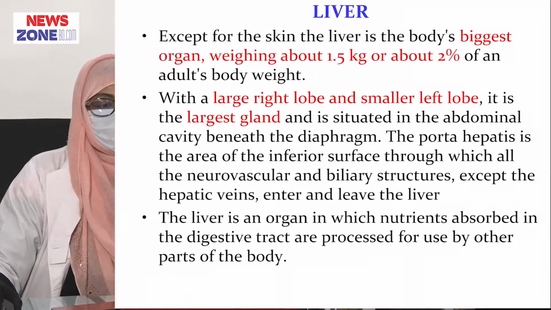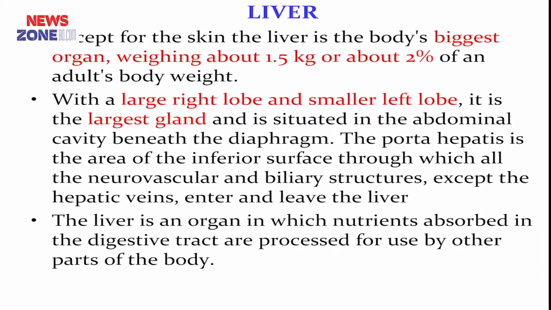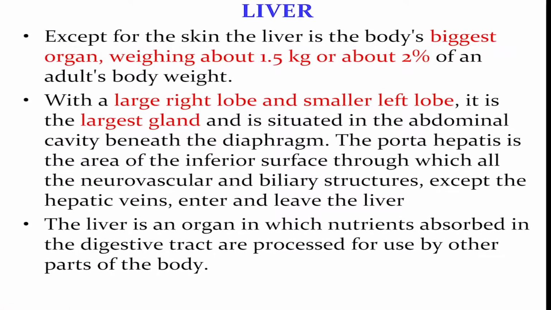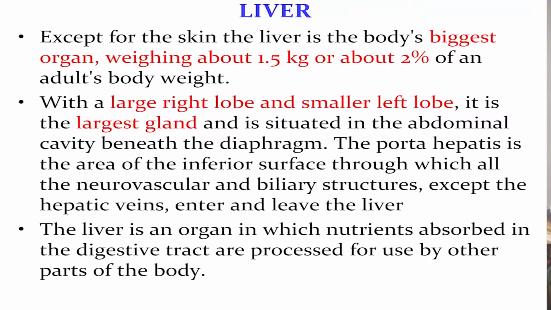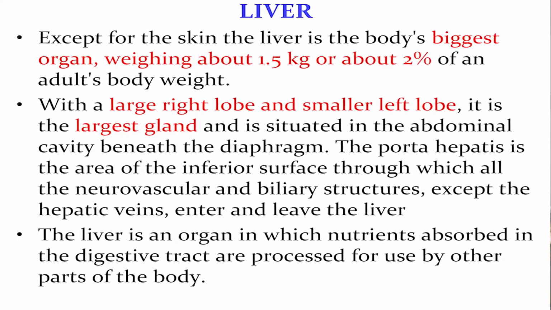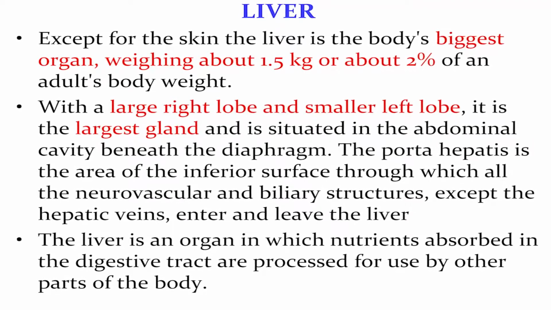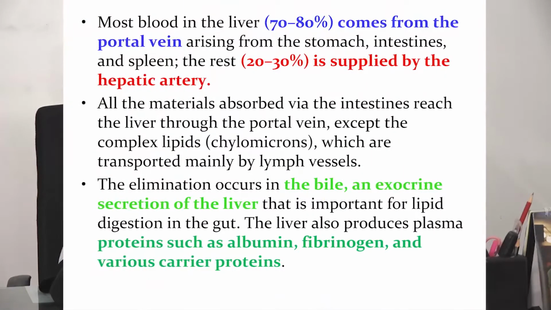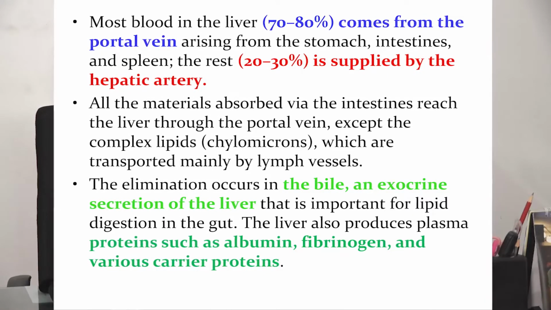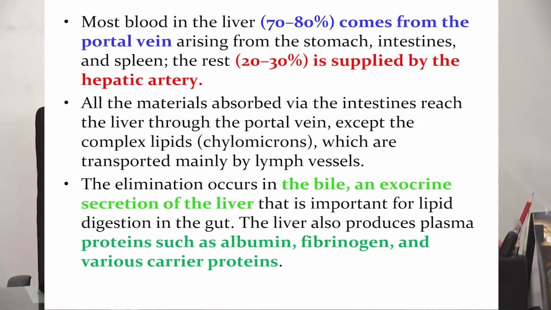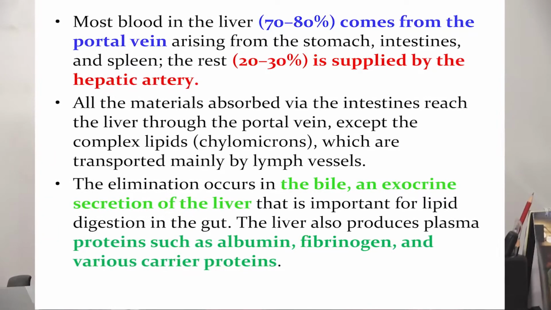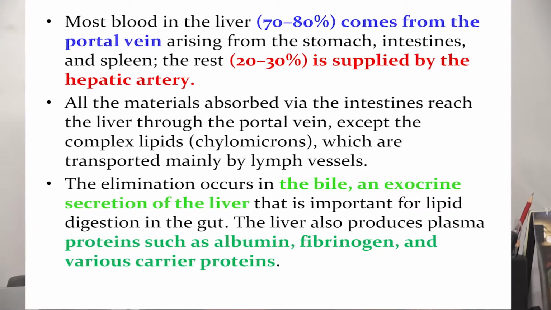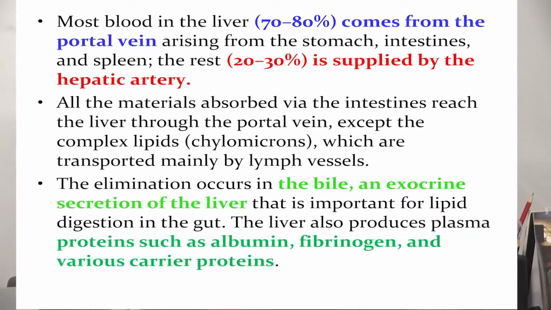The porta hepatis is the area of the inferior surface through which all the neurovascular and biliary structures, except the hepatic vein, enter and leave the liver. The liver is an organ in which nutrients absorbed in the digestive tract are processed for us by other parts of the body. Most blood in the liver, 70 to 80%, comes from the portal vein arising from the stomach, intestine and the spleen. The rest, 20 to 30%, is supplied by the hepatic artery.